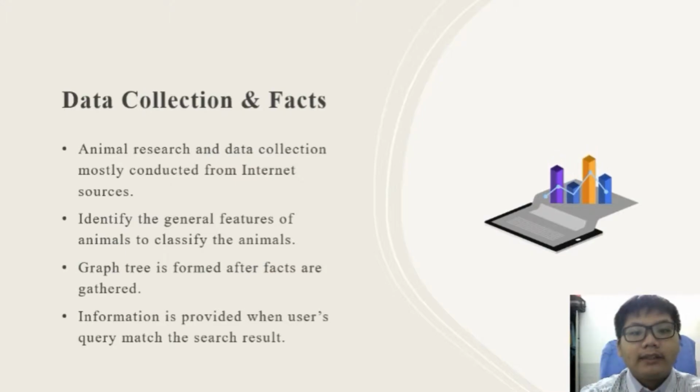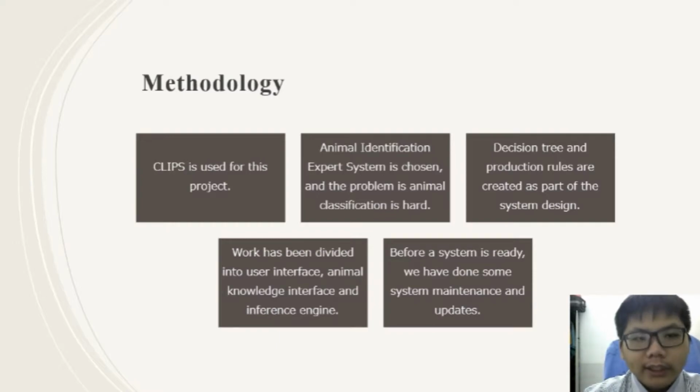So this is about the data collection and facts for our expert system. Most data collection is done from internet research, and we identify the general features of animals to classify them. We use a graph tree to gather the facts, and the information we provide is shown when the user query matches the search result. So this is the methodology for our expert system.